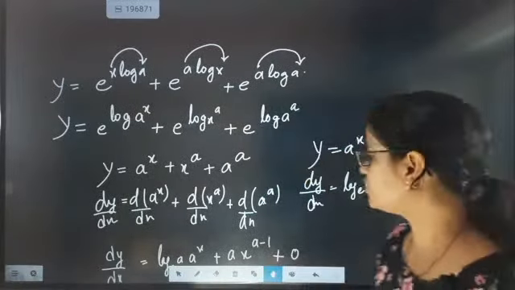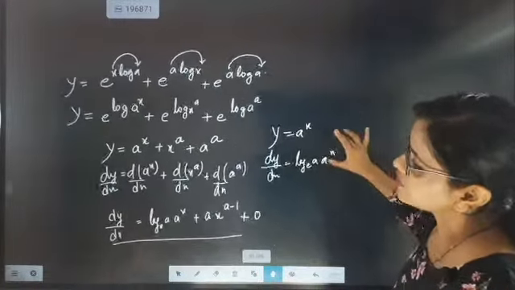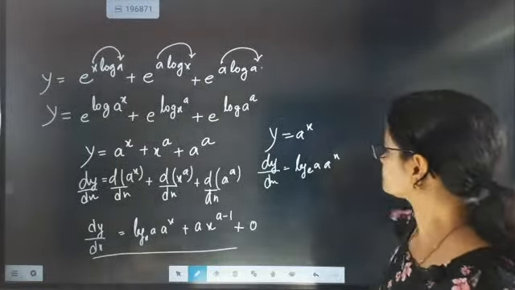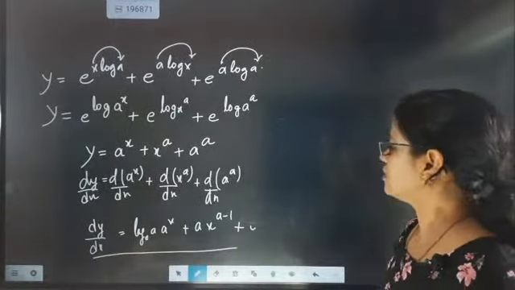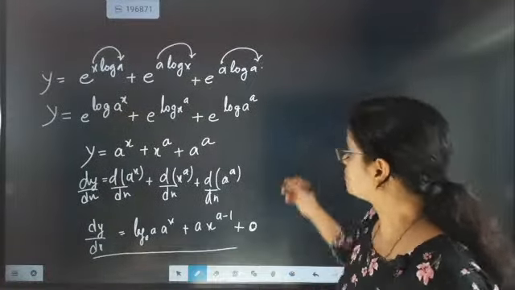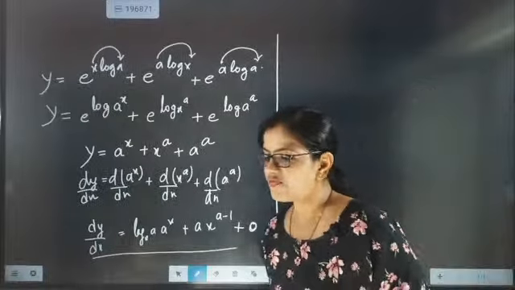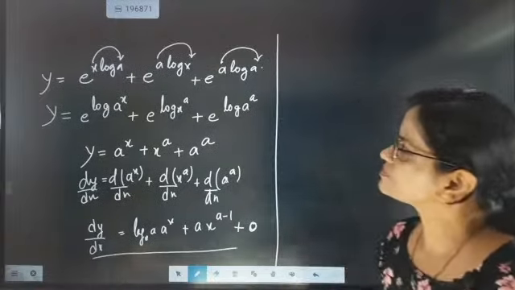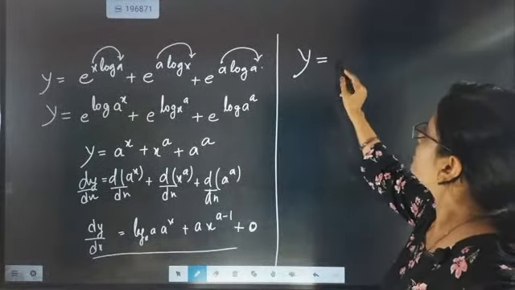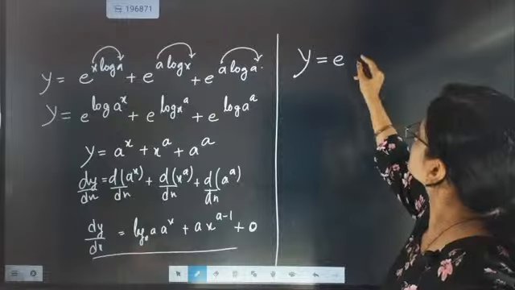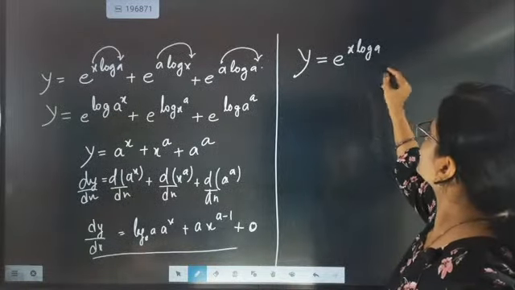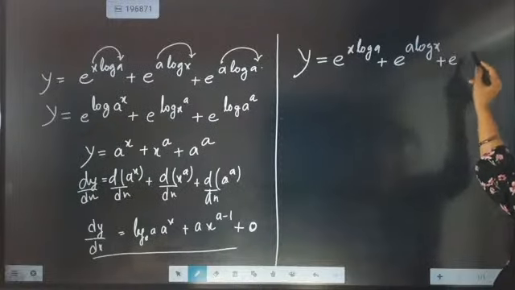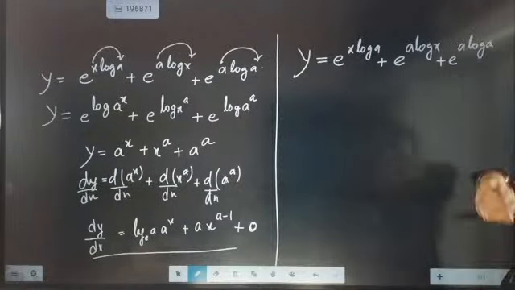So now I'm just going to use chain rule for solving this question. Same question, if I am going to solve with the help of chain rule, what will happen? y will be equal to e to the power x log a plus e to the power a log x plus e to the power a log a.